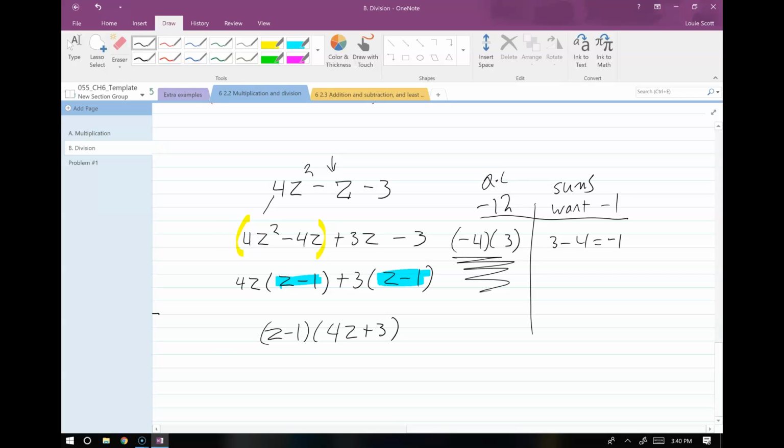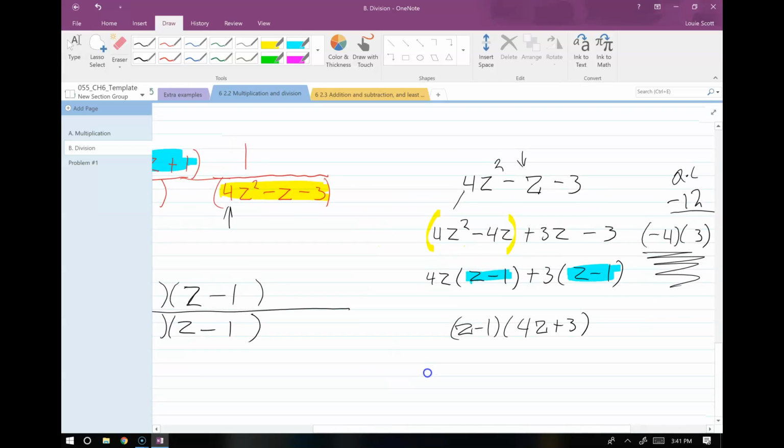Plus 3. These are z's. Oh, I just saw what's going on here.